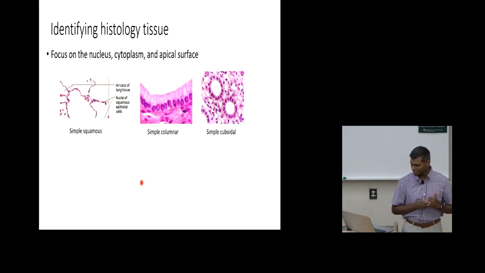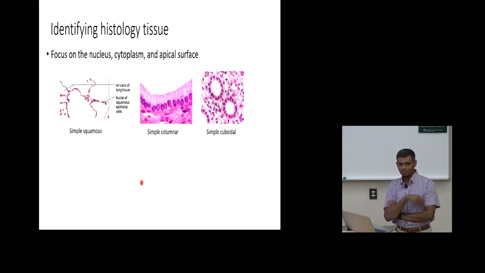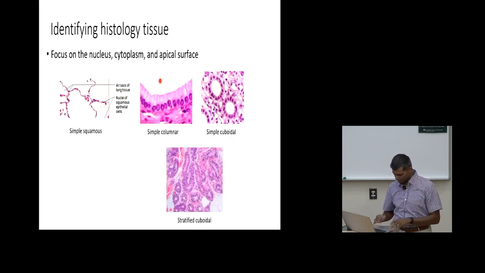Okay, coming back to the apical surface. The apical surface is the part of the cell which is exposed to the outside world, or it's exposed to the cavity or the lumen, what you see here.